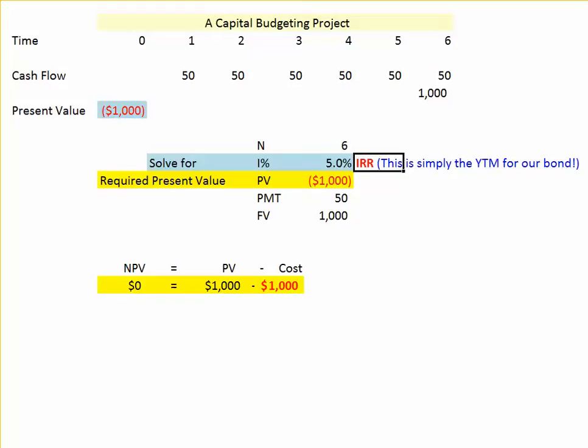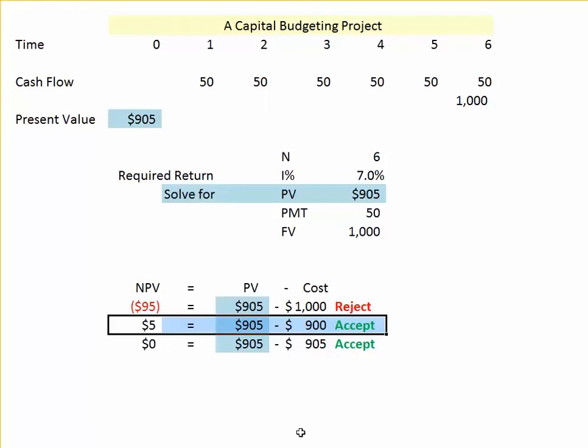Now, if we have a required rate of return of 8%, 9%, 10%, or even 6%, we would reject this project because we don't earn enough. It doesn't meet our minimum required rate of return. Now let's go back and consider what our internal rate of return was if the project cost $900.